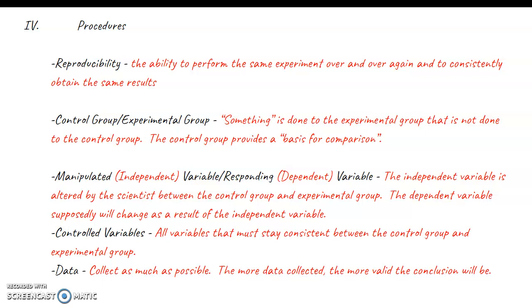Now, what are some things that need to be incorporated in those experimental procedures that will be so reproducible? Well, you absolutely have to have 2 groups. You have to have a group that is your control group and a group that is your experimental group. In other words, you need a basis for comparison. You need to do something to one of those groups that you're not going to do to the other.